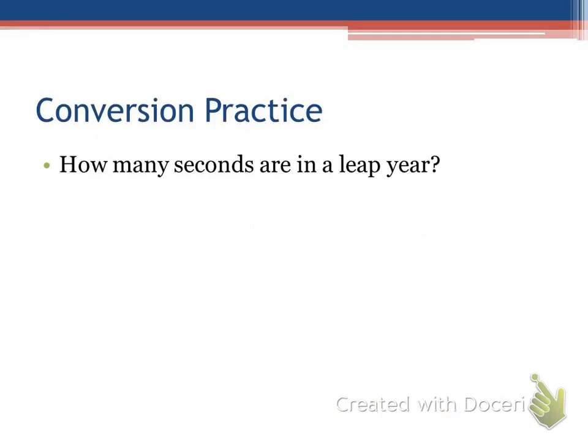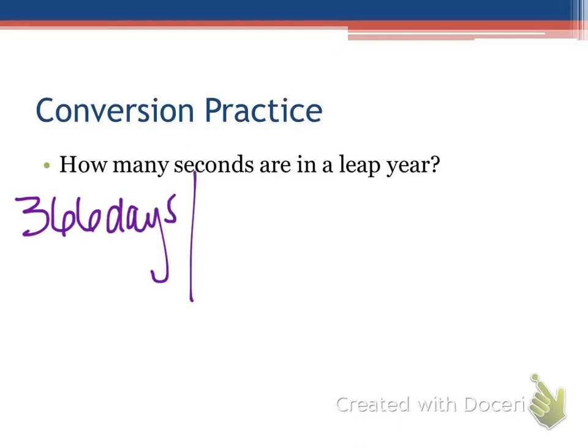How many seconds are in a leap year? What's the one thing we have to know first? How many days are in a leap year, right? How long is a leap year? That's what we know. So how many days are in a leap year? 366 days. Okay, so we're writing what we know, and we draw our T.